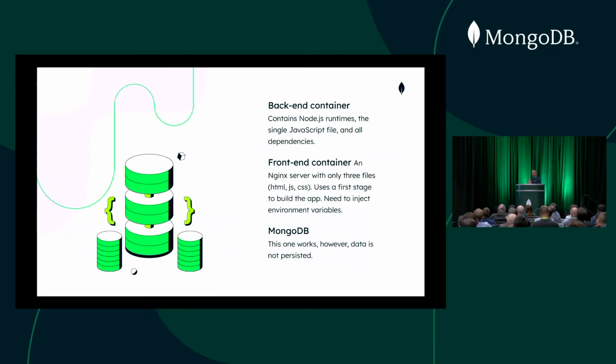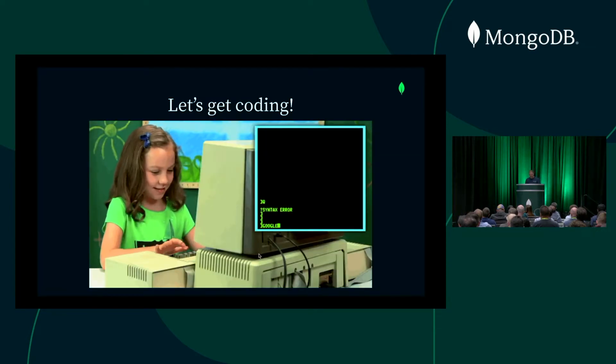All right, so the backend contains Node.js, the runtimes, a single JavaScript file, and all the dependencies. The frontend container will be a little bit trickier because we'll need to create those 3 files. So we'll need to do a build step, but we'll store everything into a container at the end, and then MongoDB. Let's get going.